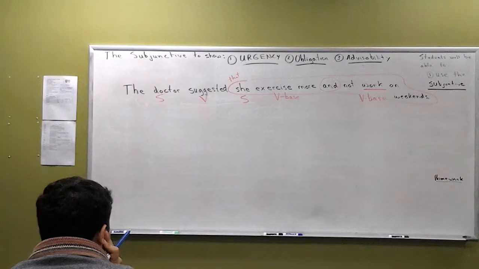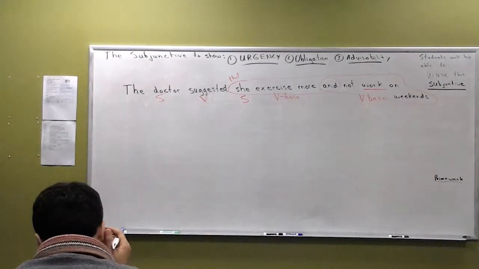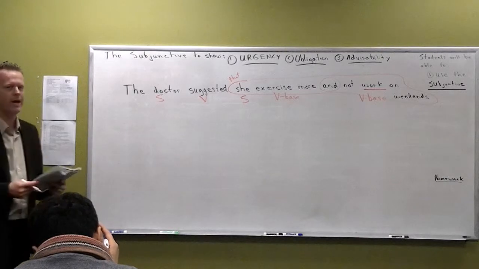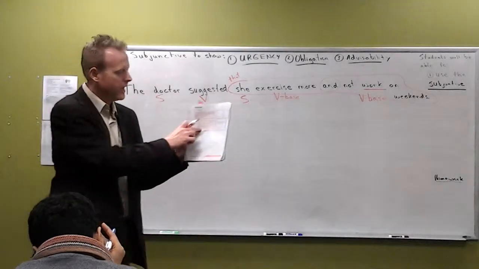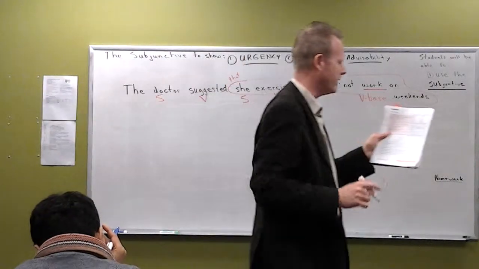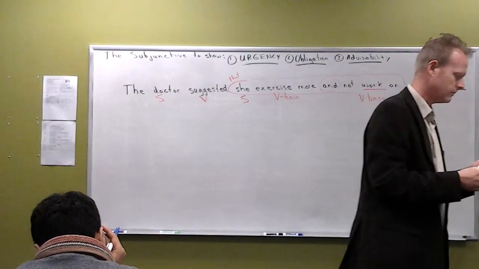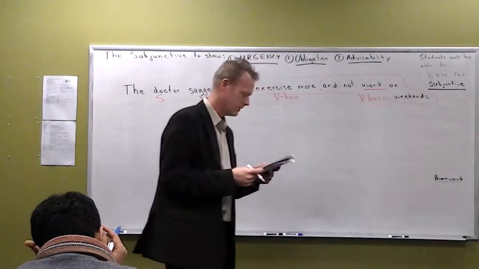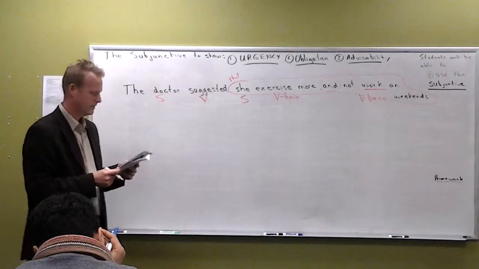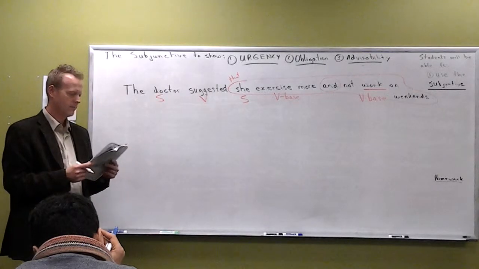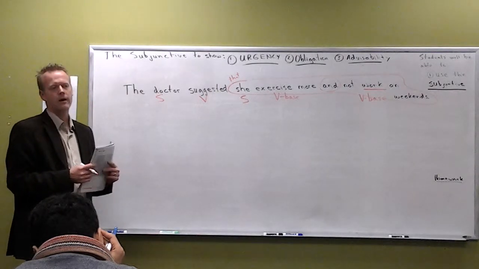The doctor suggested. This baby right here, because it's one of these three situations, it's creating the environment for a subjunctive. Okay? Now the last thing I want to show you is you can actually use a passive. Look at the last rule. Zainab, will you read right there? When the verb in the noun clause is in the passive form, the subjunctive verb is be plus a past participle.